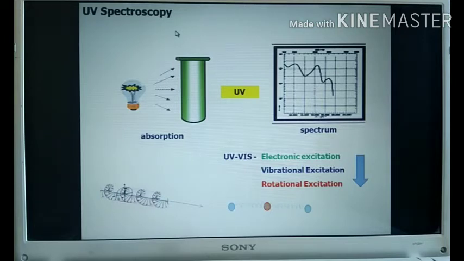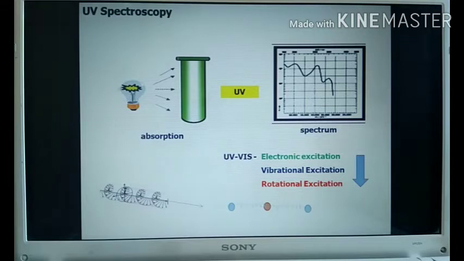Though they are different in their instrumentation, the basic fundamental principle of all these spectroscopic methods is the same, and that is absorption. Absorption is the basic fundamental principle of all these spectroscopies. So now, what is this spectroscopy?